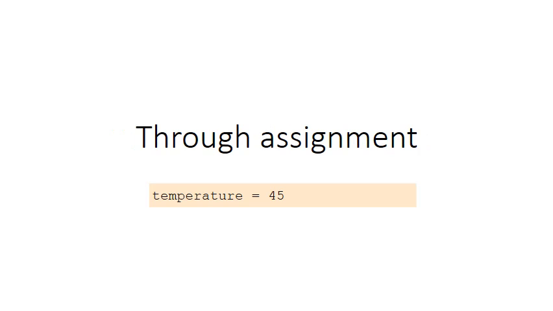Next, we'll talk about where properties originate from in code. There are 2 possible origins for new properties. First is through assignment. This is the most common origin. The line of code shown creates a new property named temperature. That property can be used anytime after this line.